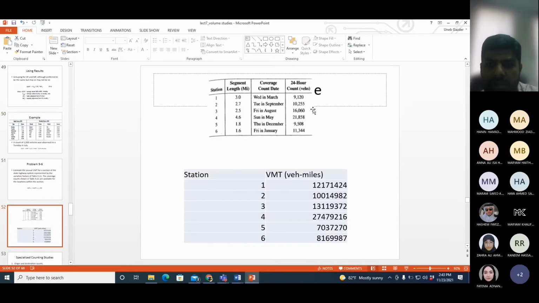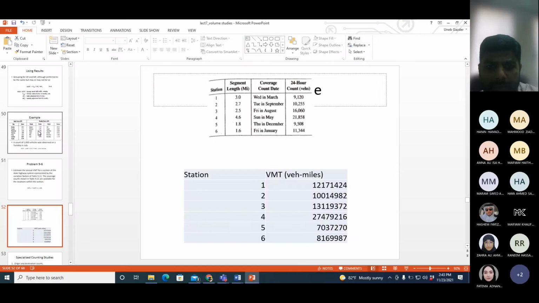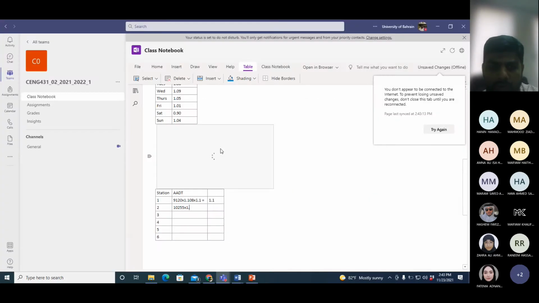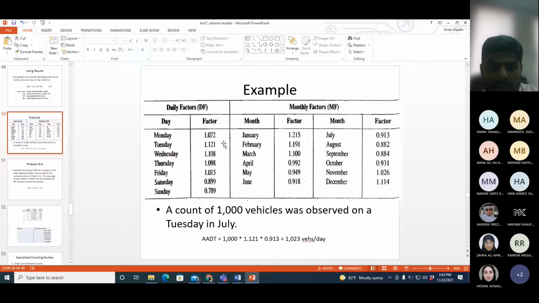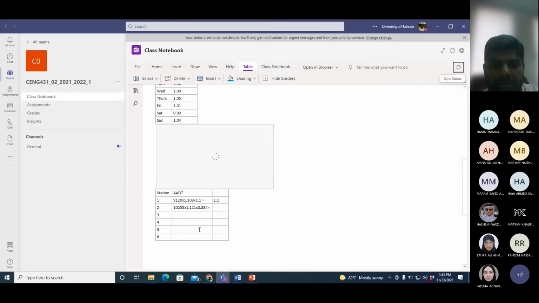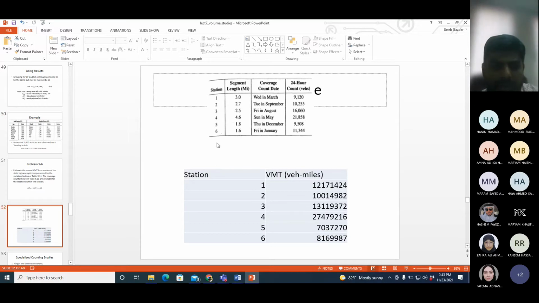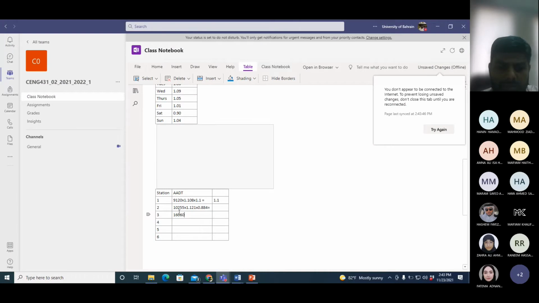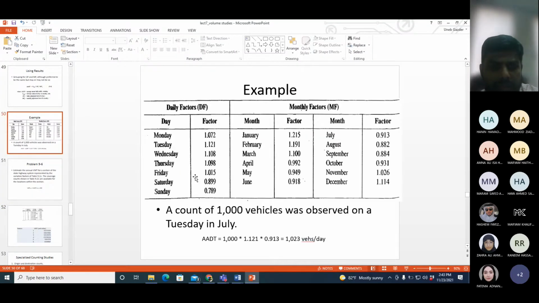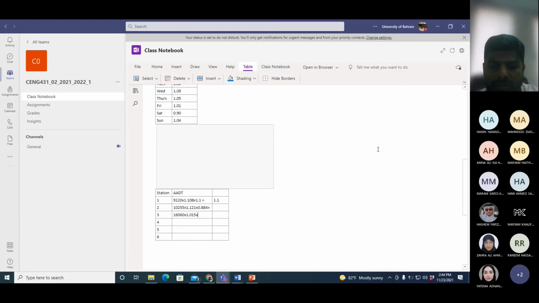Second station, 10255, Tuesday, September. So 10255, Tuesday 1.121, September 0.884. You can keep on calculating these values. I will ask for the answers in the end. Next, 16060, Friday, August. 16060, Friday 1.015, August 0.882.